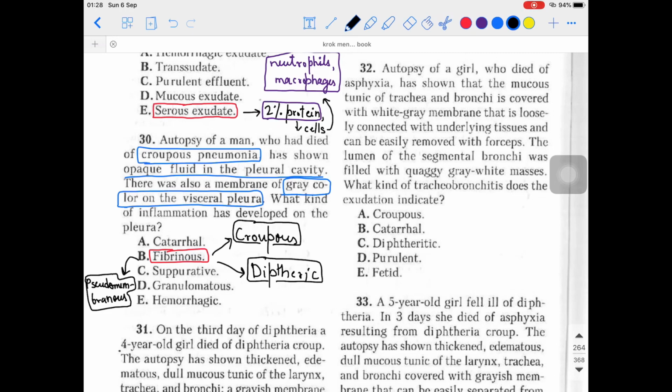Okay, fine. Now let me tell you the main thing: this fibrinous exudate. Remember, in the serous inflammation, in the last question I told you that serous exudate is present. In this fibrinous inflammation, we will be talking about the fibrinous exudate.